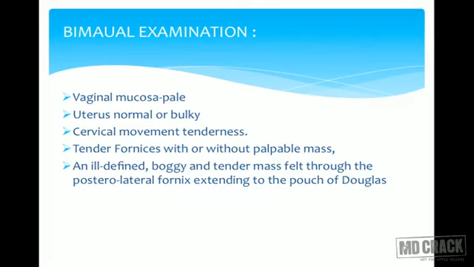On PV examination, vaginal mucosa would be pale, uterus would be normal or just bulky, it would be soft. Cervical movement would be tender. This is classical of ectopic and PID. That cervix, if you move it on manual examination, there would be tenderness. On either of the fornices, where the mass is, where the ectopic is, there would be a palpable mass and they would be tender on examination.